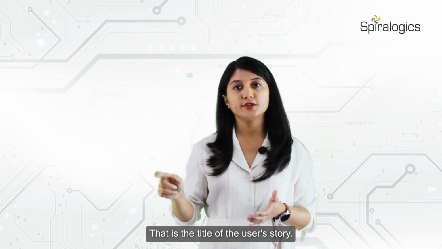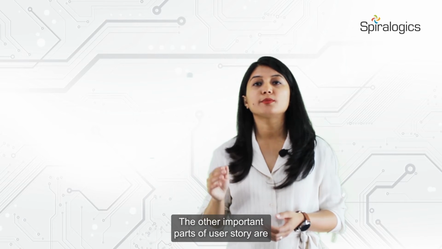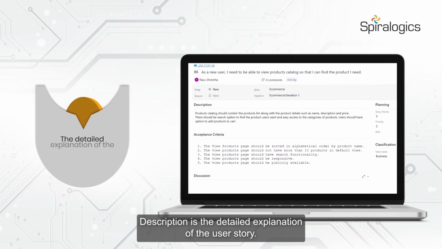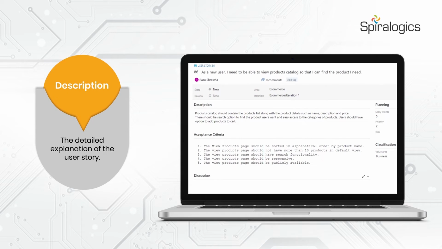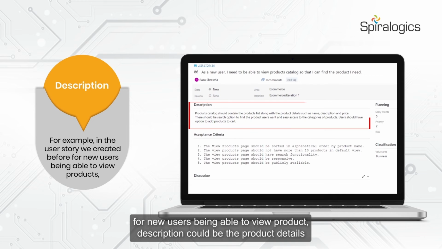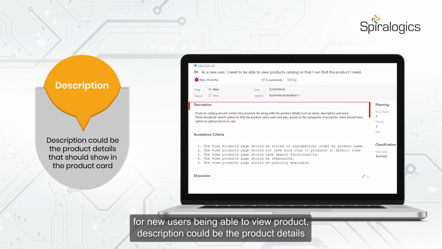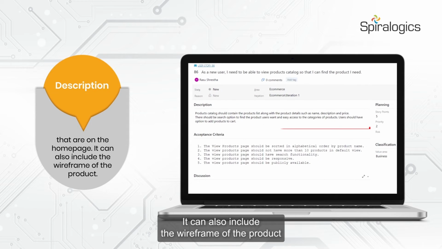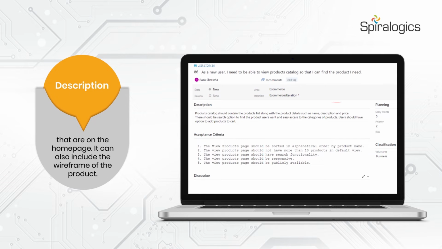That is the title of the user story. The other important parts of a user story are description, acceptance criteria, and story points. Description is the detailed explanation of the user story. For example, in the user story we created before, for new users being able to view products, the description could be the product details that should show in the product card on the home page. It can also include the wireframe of the product.